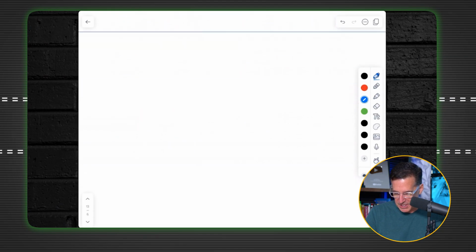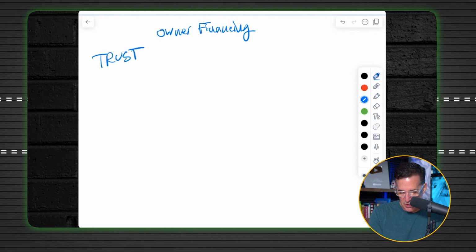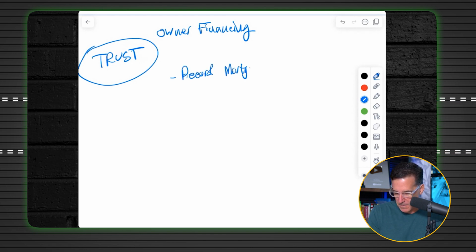I want you to think about this. So on owner financing, I promise you, you're going to have to solve the trust issue. So we told you how to solve the trust issue with an executory contract. You don't need an executory contract for this. This is actually, to me, one of the clearest ways to do a deal, and it's one of the easiest ones to communicate to a seller. Number one, you're going to record a mortgage or a deed of trust, depending on what state you're in. What does that do? That's the seller's security right there.